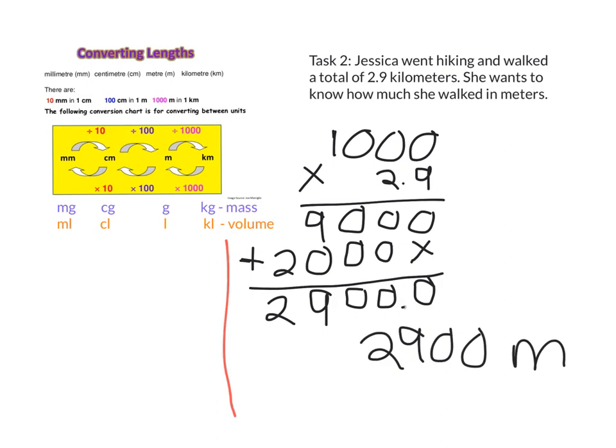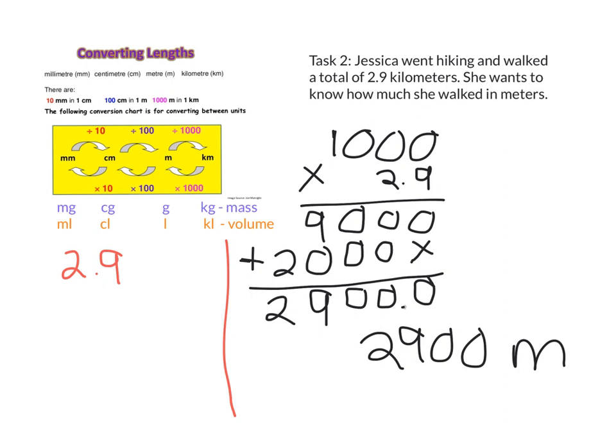Okay, and another way of doing this would be, again, to look at your conversion chart. So again, I know I'm going from kilometers to meters, and I would multiply this by 1,000. So if I look at my 1,000, how many zeros do I have? I have 3 zeros. So I would write my number down. So 2.9. And I would know that my decimal spot would move towards the right, and it would move 3 spaces because my number is getting bigger.